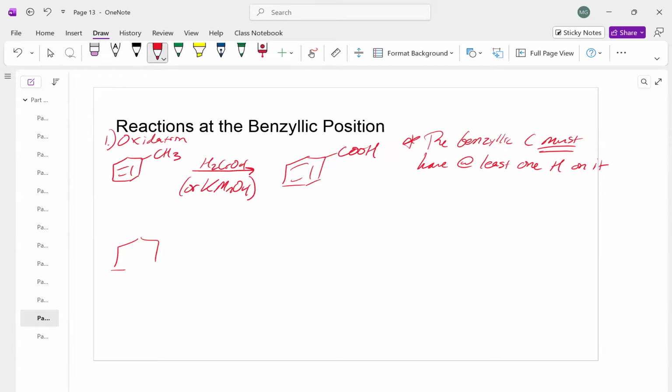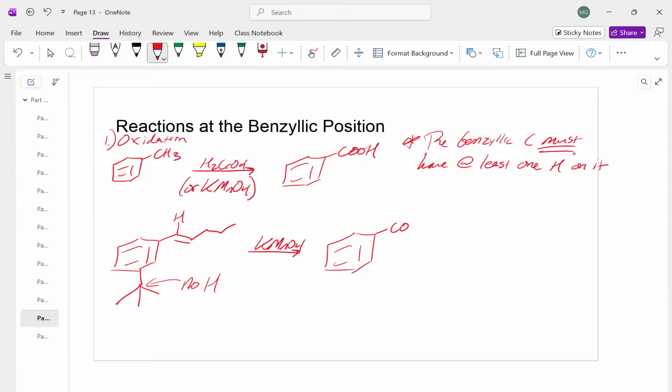And so, for example, if we have something like this, this benzylic carbon right here has a hydrogen on it, has one. This one here has no hydrogens on it. So that benzylic carbon with a hydrogen is going to get oxidized. The other one is not.